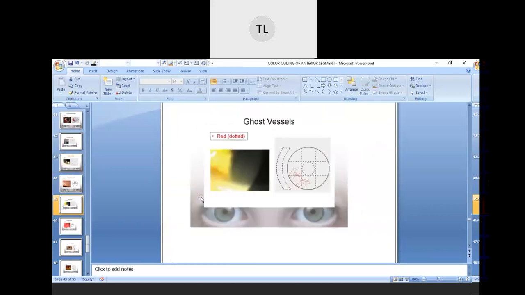Next we have ghost vessels. This is how ghost vessels will look. When we talk about blood vessels, they will obviously be red in color, but these vessels will not be red, they will be slightly whitish. Now can anyone tell me what ghost vessels are and what is the cause of it?